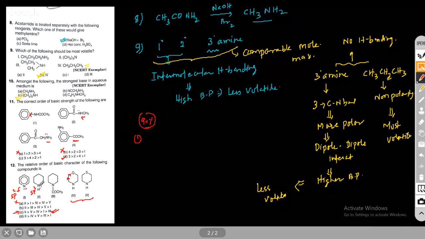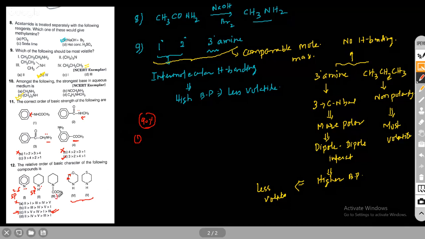Since it is sp3 and less electronegative, it can donate the lone pair easily in comparison to the first one. That's why the second one is more basic than this. Now if you compare first and third, that's what Ritvik you asked, the third one here has C double bond O.